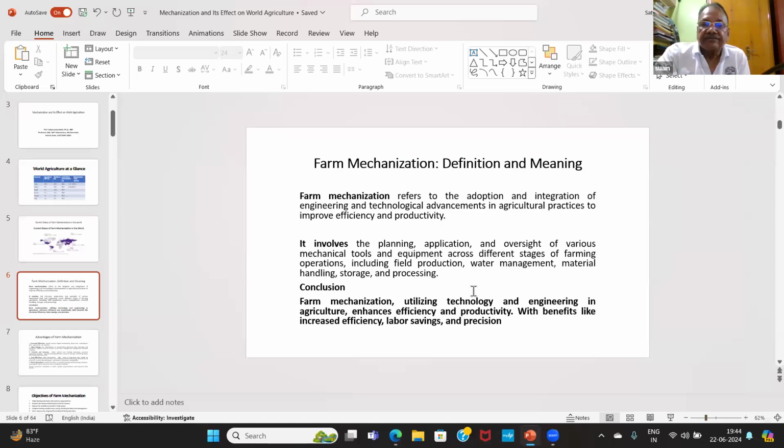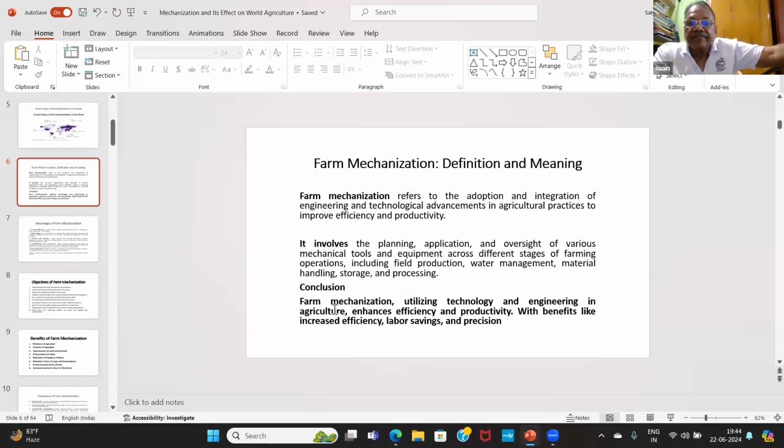So this is for the sake of the definition and meaning, all that. I need not discuss it here. But the conclusion is farm mechanization: utilizing technology and engineering in agriculture. That is why in 1905, agricultural engineering started to apply all principles and practices of engineering for enhancing the efficiency of workers, enhancing the efficiency of the system, and increasing the productivity and production.